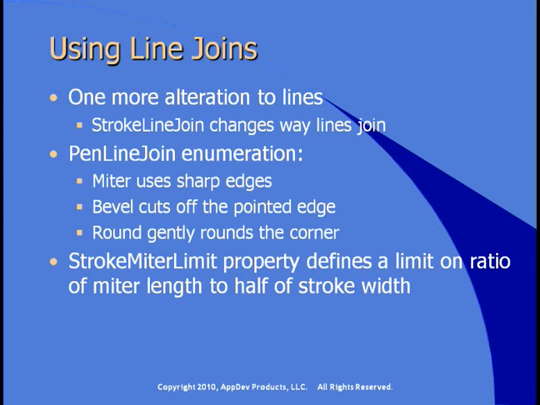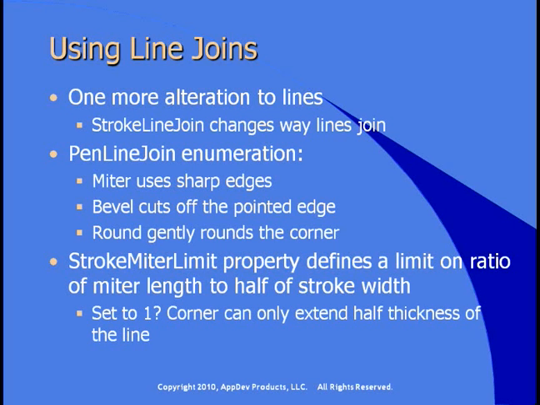You can also set the stroke miter limit property if you're using the miter value, which defines a limit on the ratio of the miter length to half of the stroke width. If you set this to 1, the corner can only extend half the thickness of the line away from the corner itself. Let's look at a demonstration which shows off all of these options.